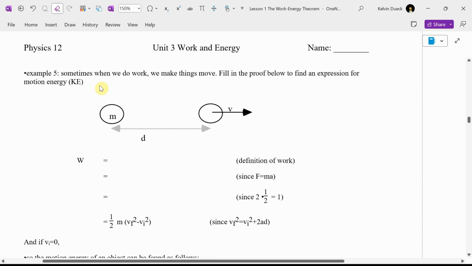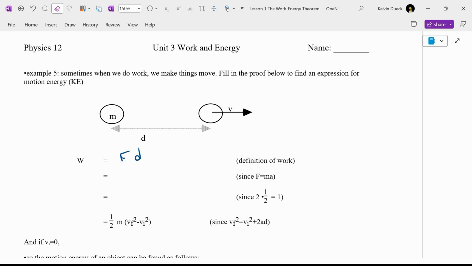We're going to talk about 2 main types. The first type we're going to talk about is kinetic energy. Sometimes when we do work, when we apply a force over a distance, we make things move. It says fill in the proof below to find an expression for kinetic energy. You might remember it from last year, but if you want me to prove it, I would start with our definition of work, force times distance.